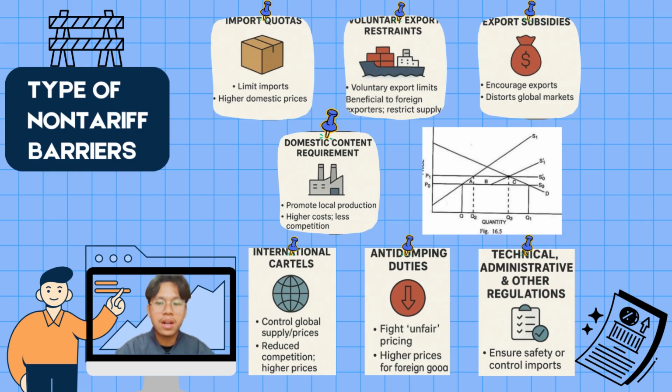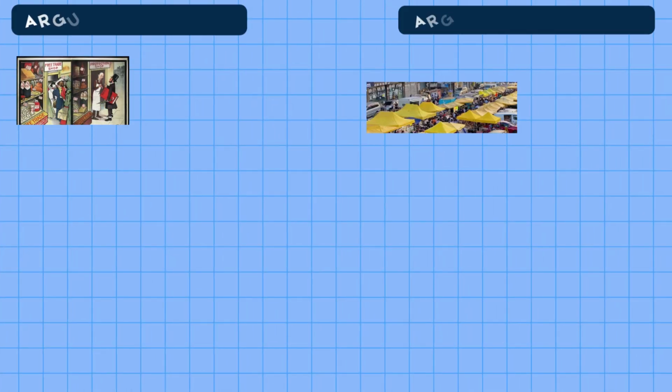Anti-dumping duties are extra charges imposed on goods sold below fair value to protect domestic industry. Finally, international cartels are agreements among producers from different countries to control supply and maintain high prices. Together, these non-tariff barriers shape global trade by protecting domestic markets while limiting foreign competition.